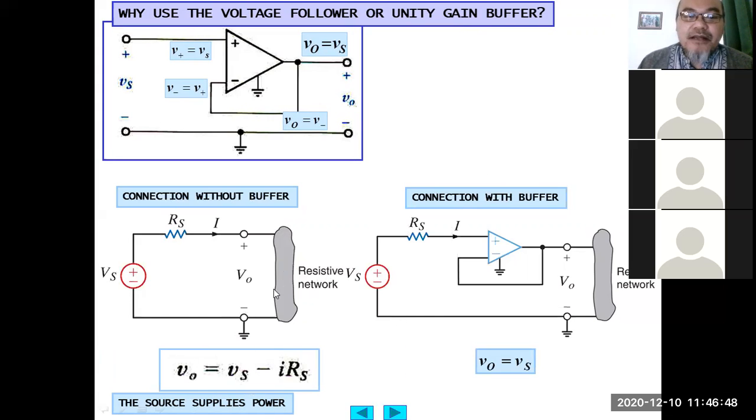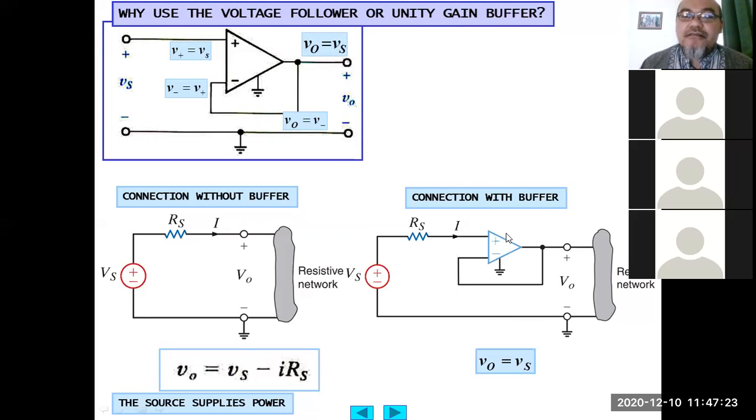So the source supplies power. However, when you have a buffer here, based on the Thevenin theorem, the voltage here will be equal to Vs, since this has a very high input impedance, so no voltage drop. The V in here will be equal to Vs. So V out will be equal to Vs as well. No voltage drop.